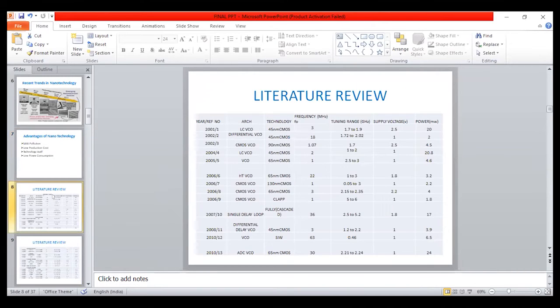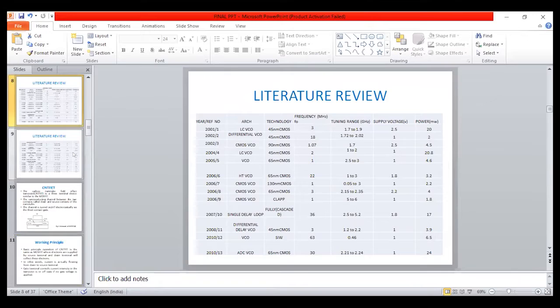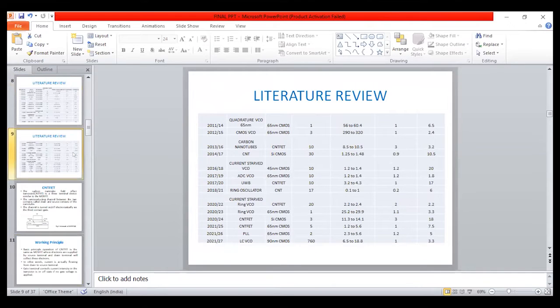This is my literature review. We have gone through research from 2001 to 2021. We went through many research papers and designs, because most research is based upon CMOS technology. But in my research, we are going to CNT FET technology, making carbon nanotubes instead of silicon, where we are using CMOS.